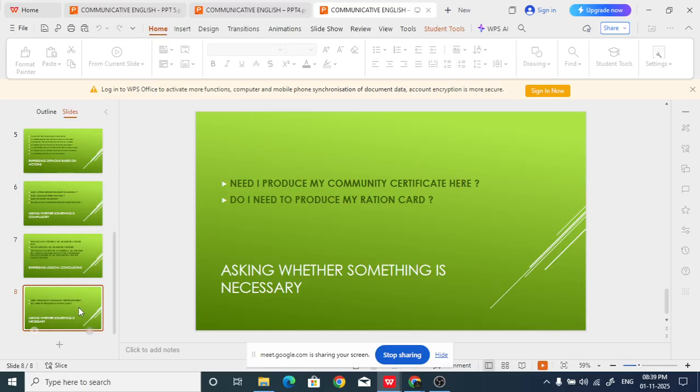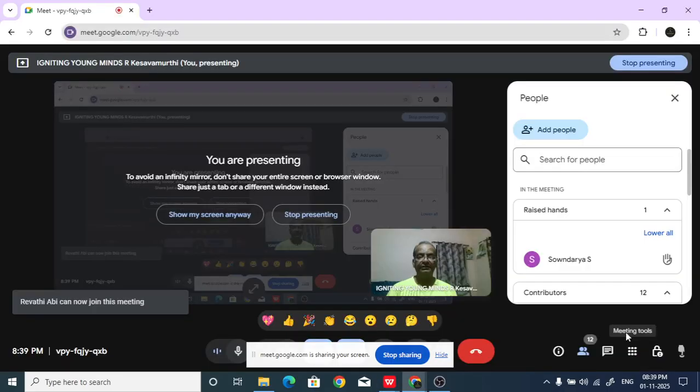Next. Asking whether something is necessary. Here you are using need I. Something necessary is different from something compulsory. If you want to say something is compulsory, you use must I. Here, for something necessary, you say need I. Okay. So I will send these two PPTs in our group. Make use of it. Keep trying. If you keep trying and it becomes very habitual, then people will think that you are a better speaker. So your English will become better and people will be very happy with you in terms of talking to you and listening to you.